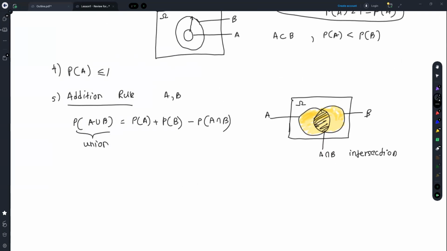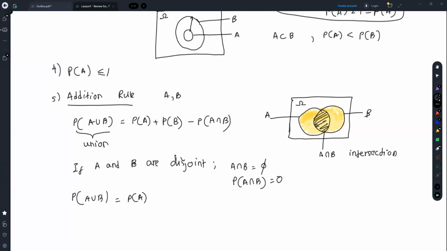Right? So if A and B are disjoint, what will happen? You get the original property. When A and B are disjoint, the intersection is empty, so the probability of the intersection becomes 0. So the union becomes simply P(A) plus P(B). So that's for the disjoint events. We already mentioned it under the probability measure. So the addition rule, you can extend it to more than 2 events.